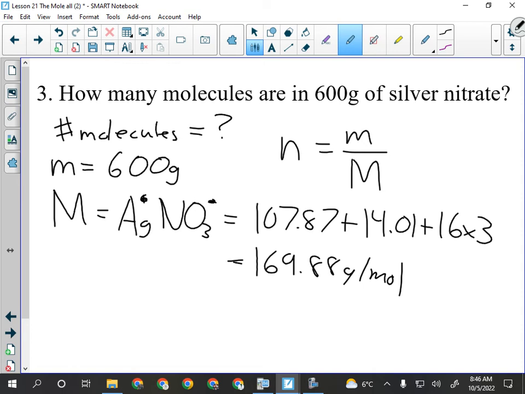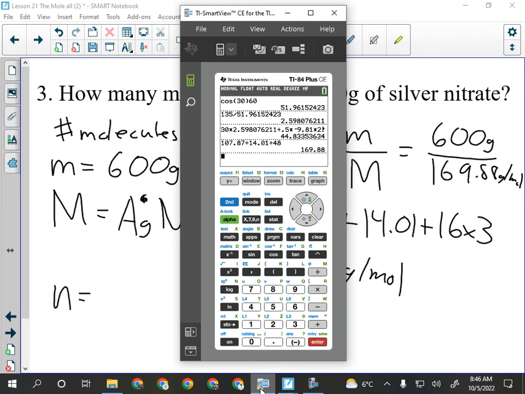So even if I was totally lost and looking at this and going, I don't know what to do this step, you'll get a mark for it. Maybe then you'll remember what to do after that. I haven't taught you what to do after that, so right now you don't remember because you don't know. But that's kind of the process we want to go through. So n equals 600 grams divided by 169.88 grams per mole. So that's going to get us our number of moles.